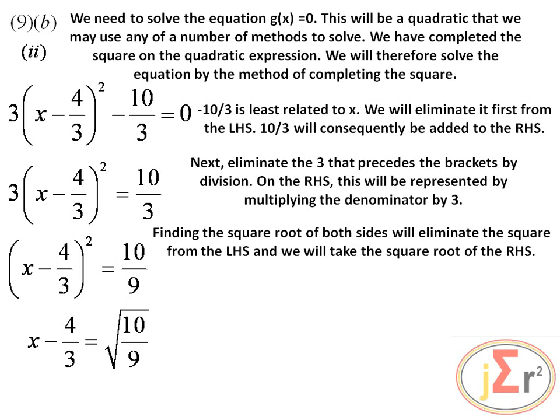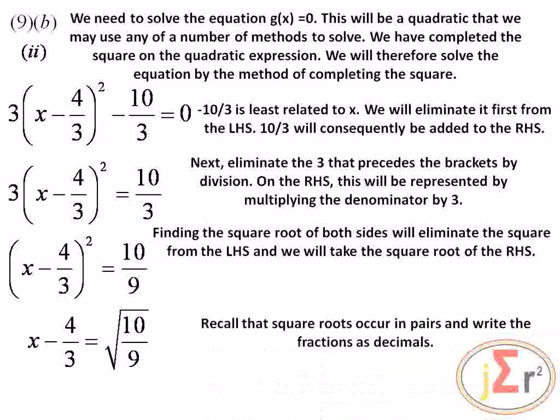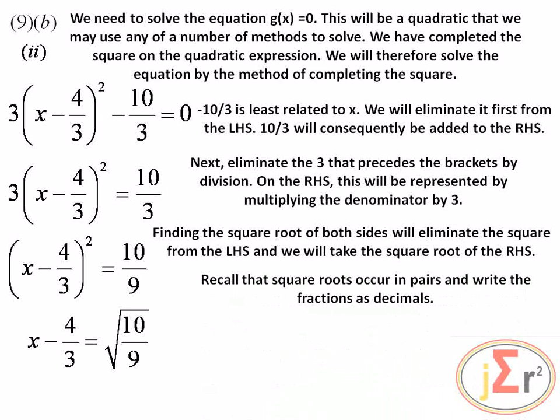But do not forget that the square root occurs in pairs. So recall that the square root occurs in pairs, and write the fractions as decimals. We're going to do that. So we have this written as a decimal is negative 1.33. It will continue. It's a recurring decimal. Just writing to 2 places of decimal. This one, the square root is plus or minus, positive or negative 1.05.